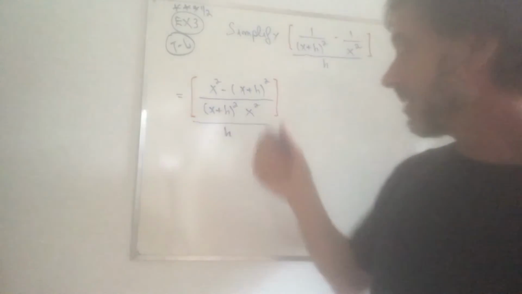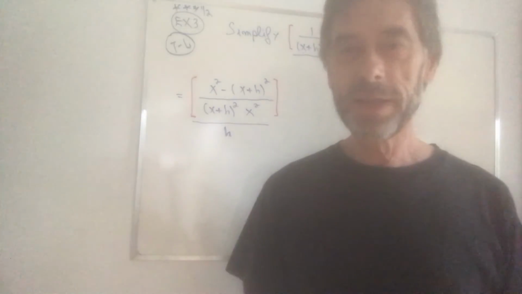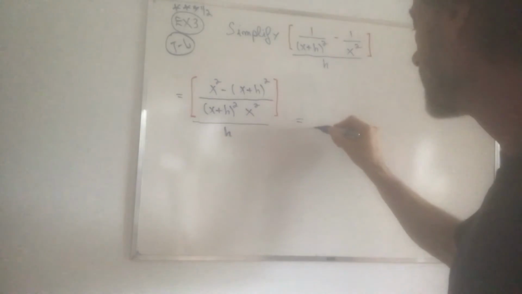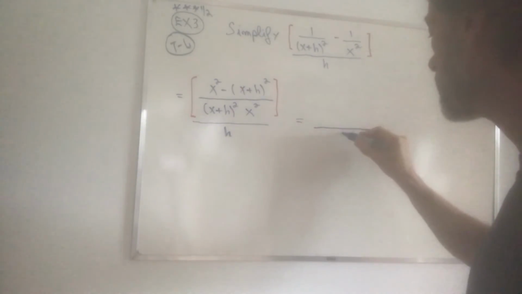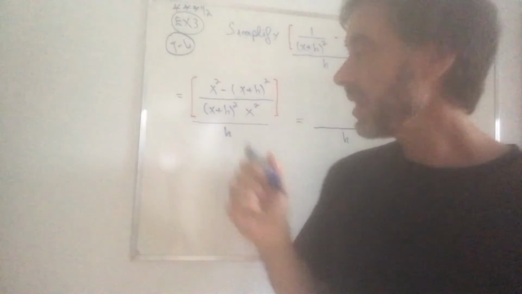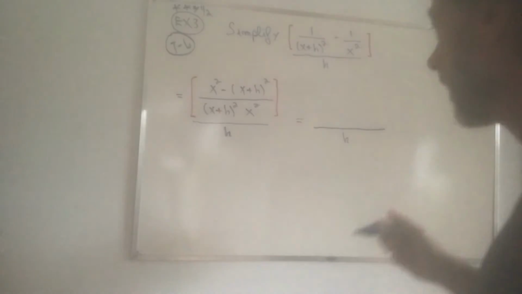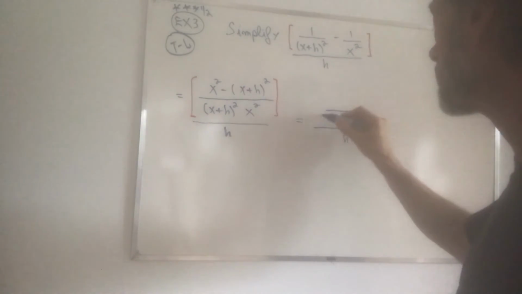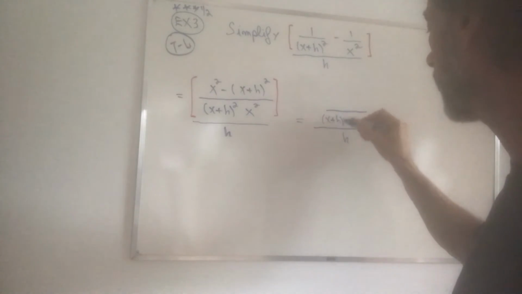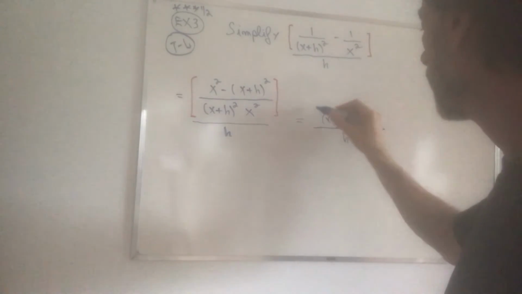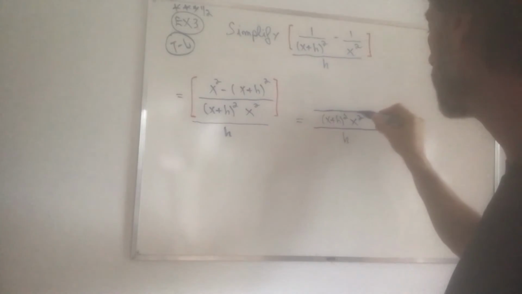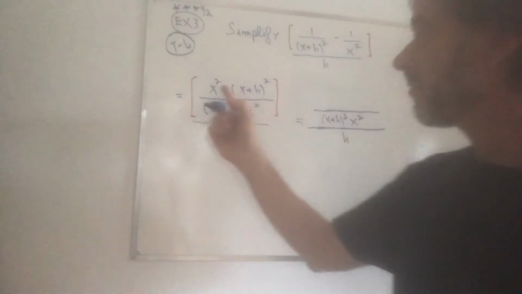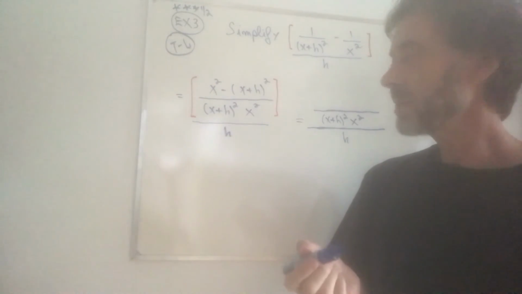All right, so it seems we made it worse. It looks actually less simplified than the expression we had before. But that is not necessarily true. But let's see if we can do something about that ugly numerator. So it's still over x plus h squared x squared. And let us expand what we have here. X squared minus x plus h squared.